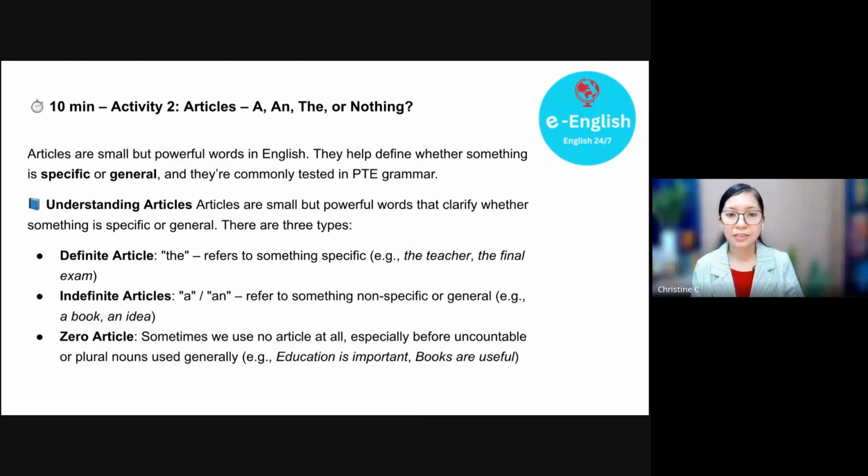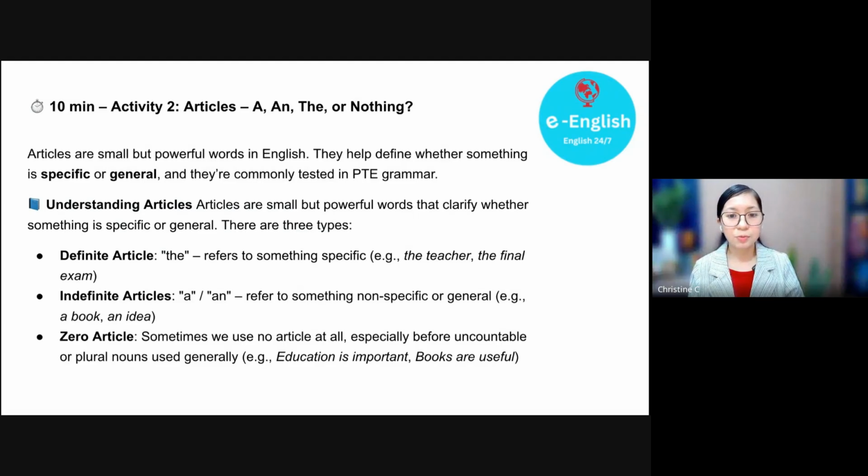All right. So the is for something specific, and you're talking about something in particular, or you and another person already know what you're talking about. A or an for something that is non-specific or not something in particular, just a certain thing, such as a book or an idea. How about when we shouldn't use any?